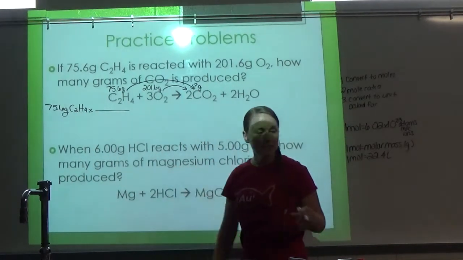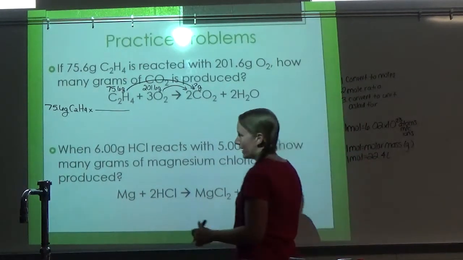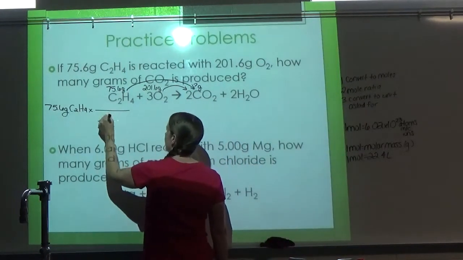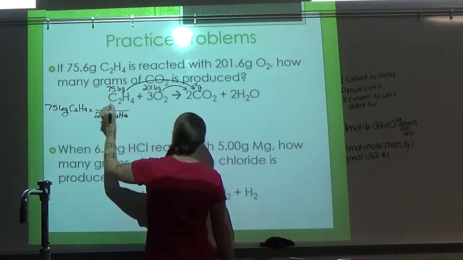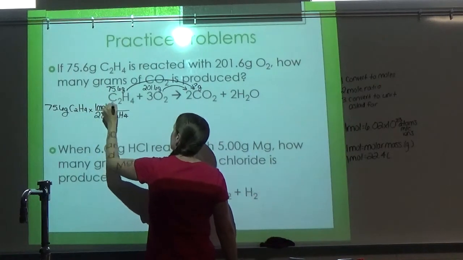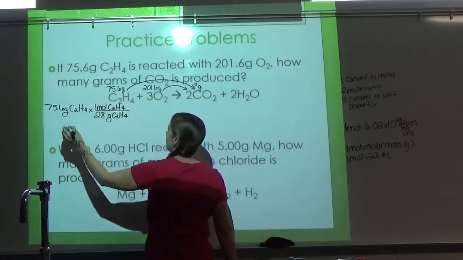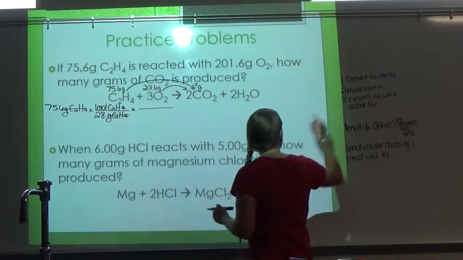When you add up C2H4 off of the periodic table, you get about 28 grams. I'm going to put the grams on bottom because I'm following the golden rule. So 28 grams equals molar mass always equals 1 mole. My grams of C2H4 cancel. I move on to step 2.